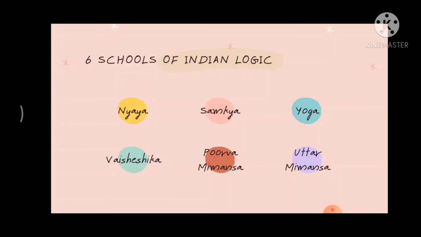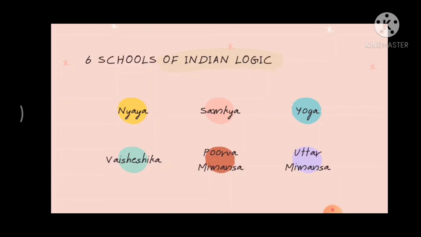Then comes Purva Mimamsa and Uttara Mimamsa. Purva Mimamsa was proposed by Jaimini. Here there was a ritual explanation or interpretation. Their importance was for the interpretation of Vedas. Those who followed this school of Indian philosophy tried to interpret the Vedas, the karmic actions or rituals or sacrifices that were described in the Vedas.